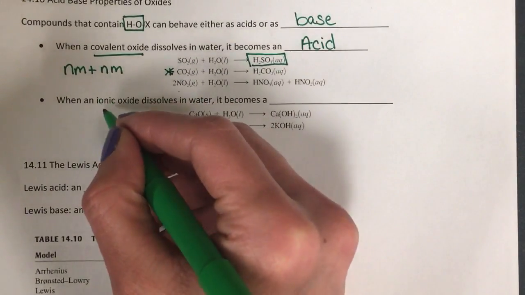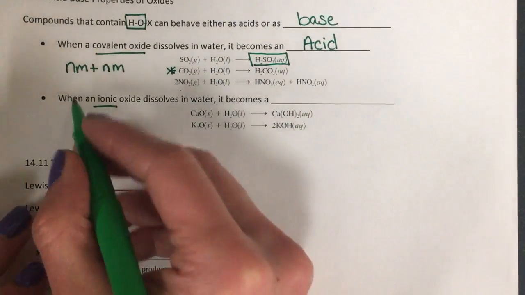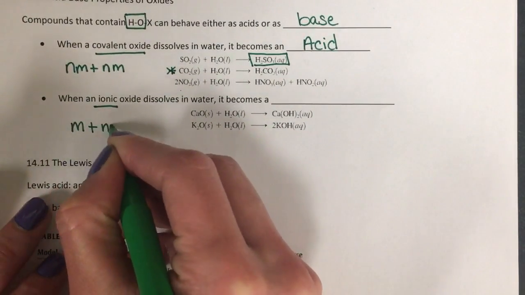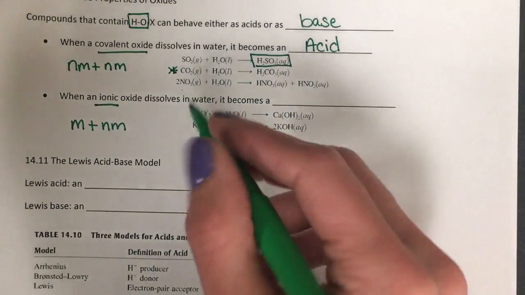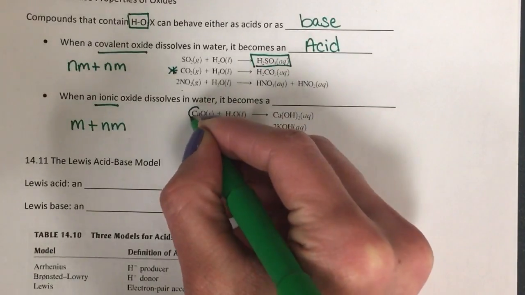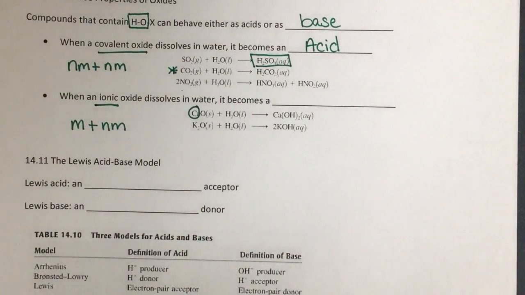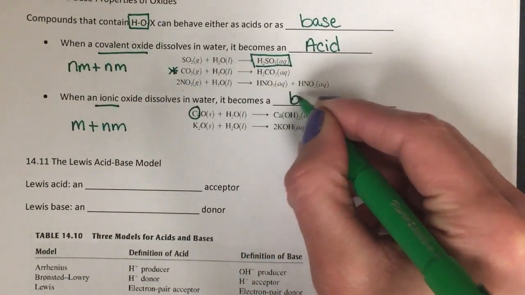Now, if I have something that's ionic bonded with oxygen, remember, ionic is a metal plus a nonmetal. In this case, they don't share electrons. The metal loses electrons to form a positive cation. The nonmetal gains electrons to form a negative anion. What's going to happen is when this metal and nonmetal dissolve in water, my metal is going to partner up with the OH to form a base.